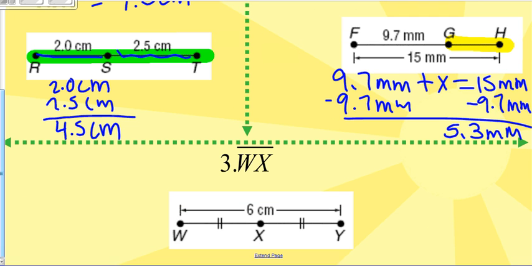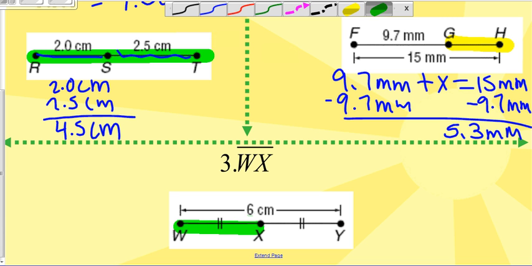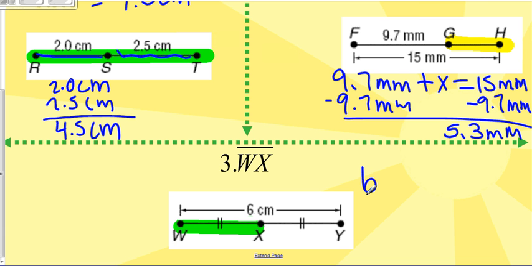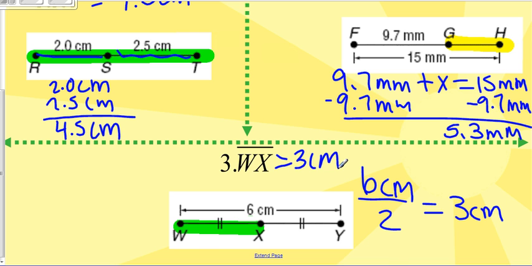The last part here is WX. So we are looking for this piece here. Now they have told us that WX is congruent to XY. That's what those little hash marks there mean. So if they are equal, that means all that X is doing is cutting the whole thing in half. So we're going to take 6 centimeters, divide it by 2 to get 3 centimeters. So WX would be 3 centimeters.